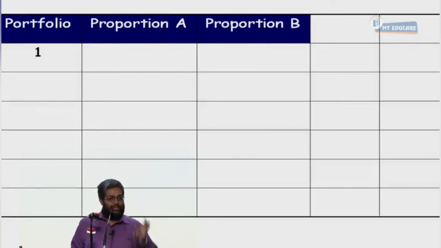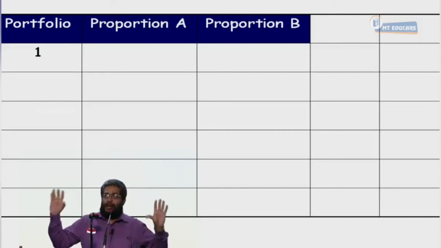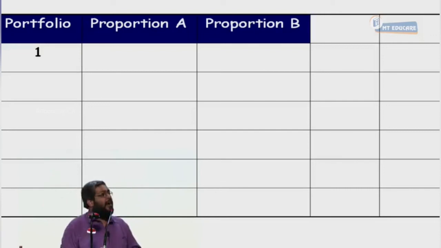Now, I am going to have 6 portfolios. All 6 portfolios consist of the same 2 securities, A and B. How many portfolios am I going to have? 6. I just take a sample of 6 portfolios. All 6 consist of how many securities? 2 securities.